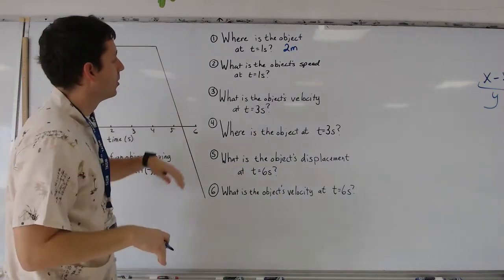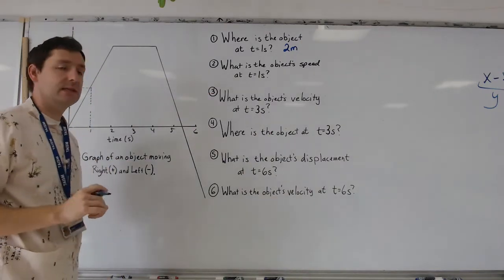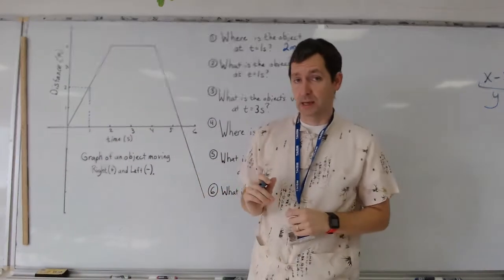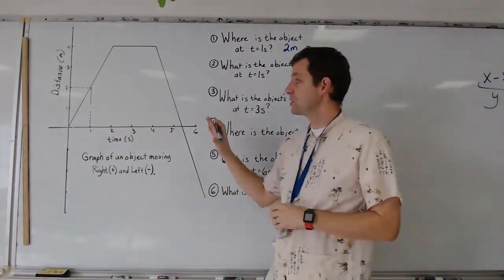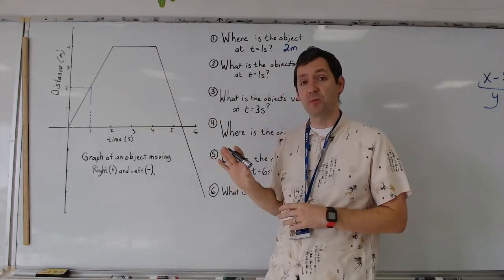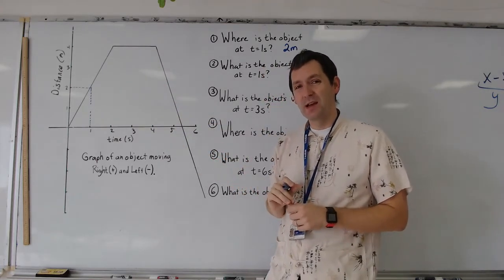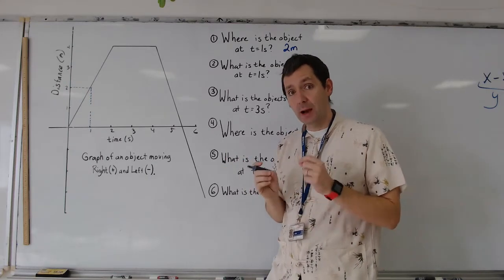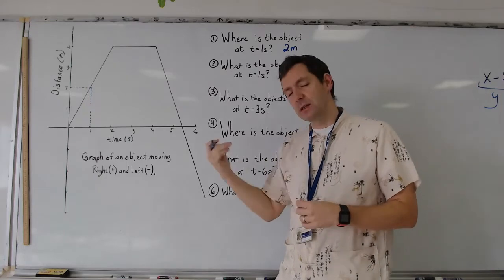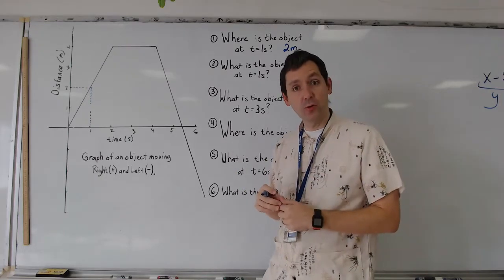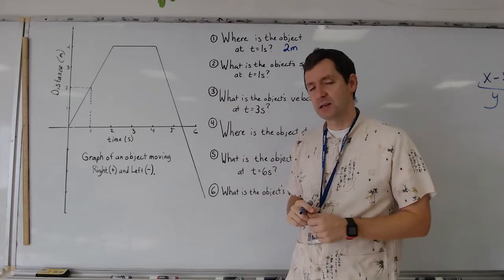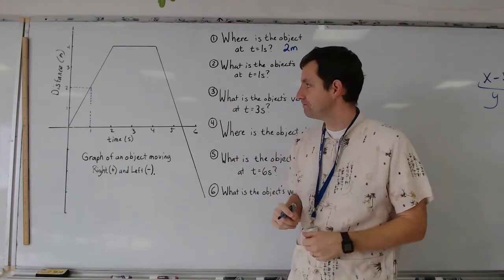Now, the second question is, what is the object's speed at t equals 1 second? Now remember, speed or velocity we can get from the distance versus time graph, and it's the slope. And so what we'll need to do is pick a couple of points on that line to get the slope of the line. This is a little bit easier than the one that I introduced you. The one I introduced you was a curve. This one's a straight line, so you know how to get a slope from that. Go ahead and give it a try.